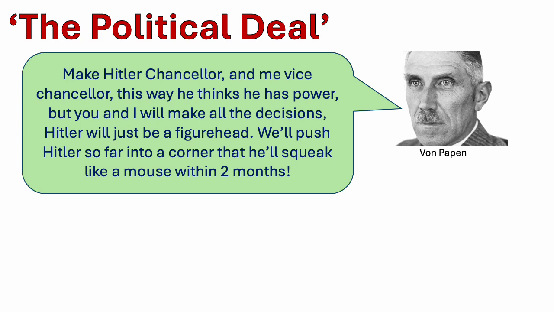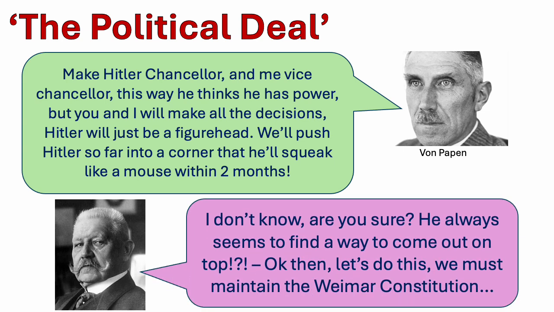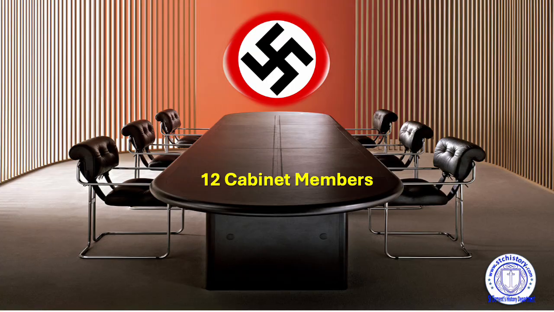So they're underestimating Hitler here again, aren't they? They say we'll push Hitler into a corner so that he'll squeak like a mouse within 2 months because he essentially won't be able to do anything. Hindenburg is a little bit skeptical. He knows that Hitler seems to always come out of every situation smelling of roses. So that's what they do anyway. So the deal part is, all you need to say is, the political deal made Hitler Chancellor with the premise that von Papen was going to be the Vice Chancellor and they essentially would control him.